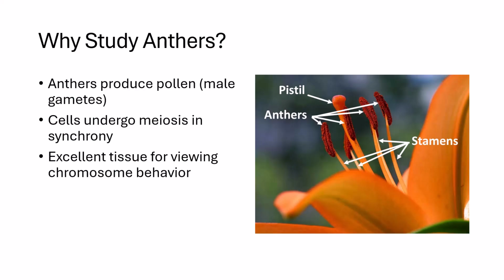The anther is the male reproductive structure of the flower. Inside it, special cells undergo meiosis to produce haploid pollen grains. One advantage of using anther tissue is that many cells are dividing at the same time, so you often see clusters of cells all in the same meiotic stage. This makes identifying stages much easier than in tissues where division is scattered.